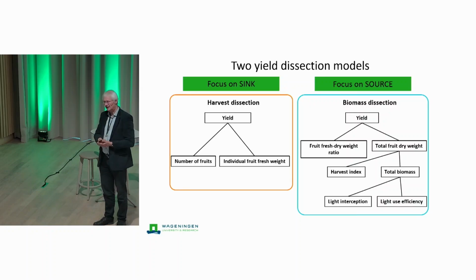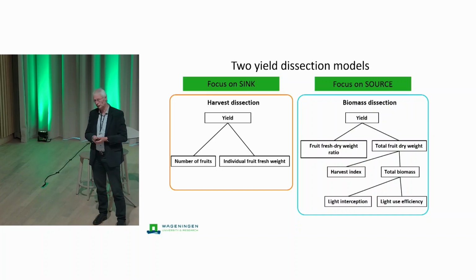And the other dissection model is focused more on the source. So we call that the biomass dissection model, where yield is seen as the product of total dry matter production in the fruits, so the total dry matter which is allocated to the fruits over the whole season, multiplied by the fruit fresh to dry weight ratio. That will give the cumulative fresh fruit weight, so that is the yield. And then this total fruit dry matter, again, can be seen as the product of total biomass multiplied by the harvest index, the fraction which goes into the fruits. And then the last step, this total biomass, we can see as the product of cumulative light interception over the season multiplied by a light use efficiency.